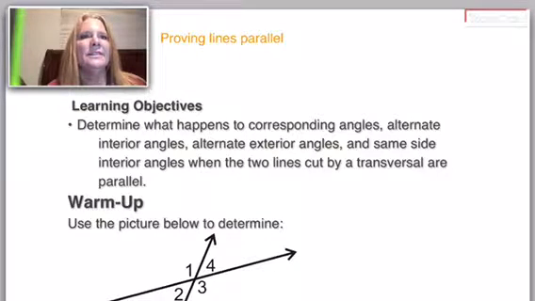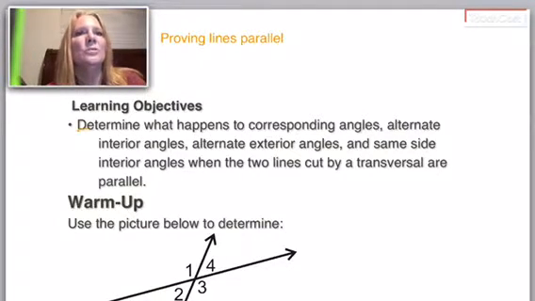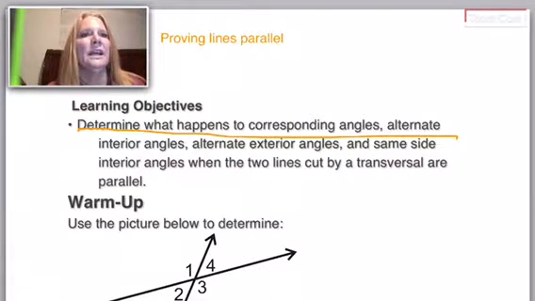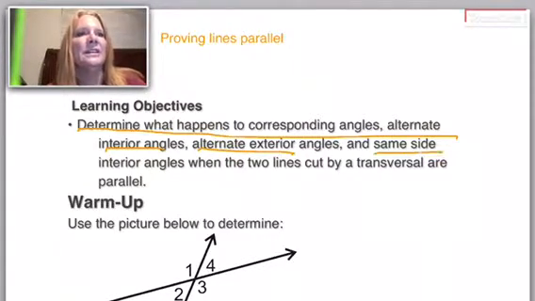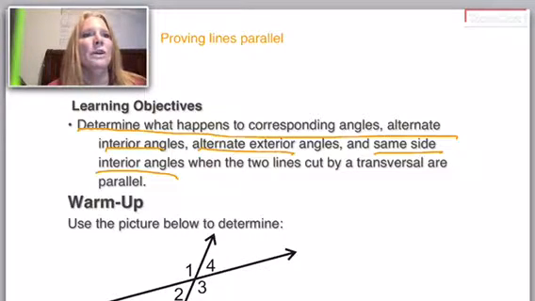Hi, the name of this lesson is Proving Lines Parallel, and it just builds on some things we've talked about over the last few days. So we want to determine what happens to corresponding angles, alternate interior, alternate exterior, and same side interior angles when two lines are cut by a transversal and those two lines are parallel.